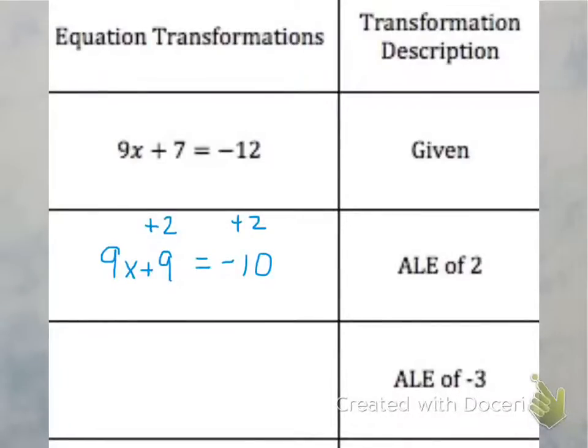Going down to the next line, I'm asked to take that previous equation and perform an ALE of -3. So I'm adding a -3 to both sides. Again, we're just going to change the one above. Let me switch colors here. And so I end up with 9x plus 6 is equal to a -13, and that's the ALE of -3.